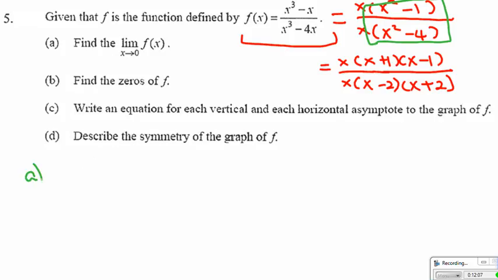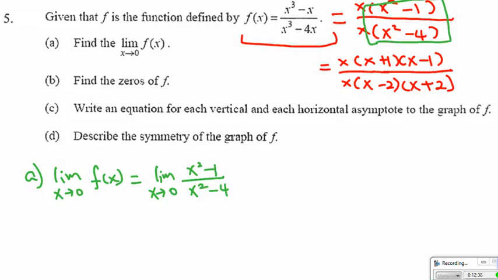Now, for part a, find the limit of f of x as x approaches 0. We can simply use the middle expression. That's the same as the limit as x approaches 0 of x squared minus 1, by canceling out the x's, over x squared minus 4. And as x approaches 0, what we'll end up getting is simply 1 over 4. That will become our answer.